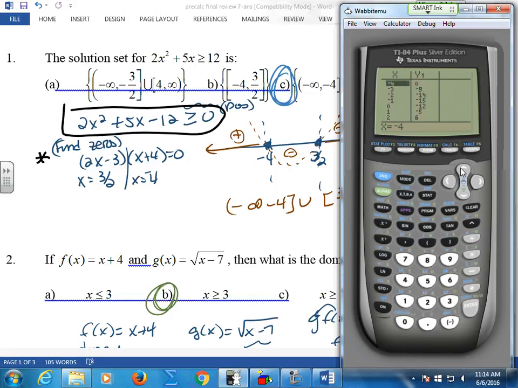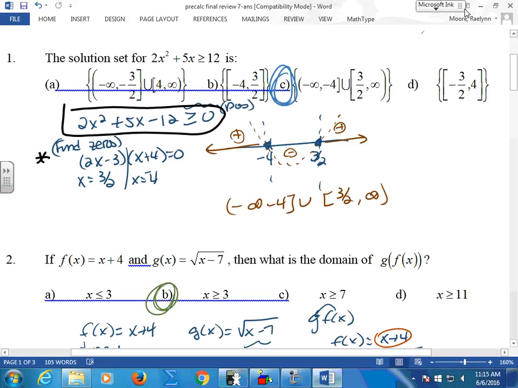I have two choices. I can look at this graph. I can do a zeros on this: second calc, zeros. Go left bound, right bound. Put it right before it, put it right after it, and hit enter. Oh, I see 1.5. That must be 3 halves. There's my zeros, 3 halves and negative 4. So don't give up on the factoring if you can't. Go to your calculator.